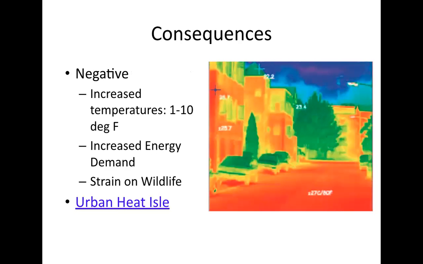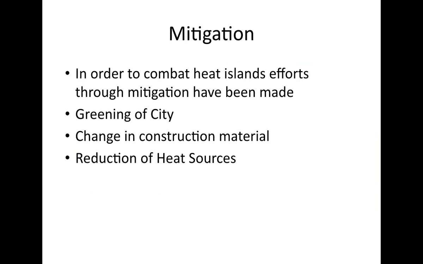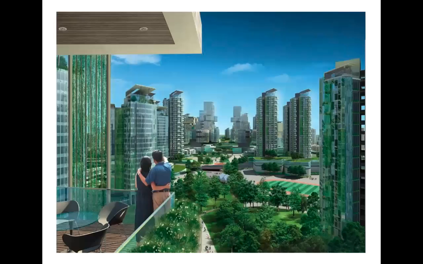Some consequences for this one, negative consequences: increased temperatures and an increased energy demand, because we're talking about being in the city. There can also be a strain on wildlife, because in order to make this happen, we take that away. Next, we're going to talk about mitigation. We've seen this word a lot throughout the semester in some specific assignments. In order to combat heat island effects through mitigation, there have been some things that have been made. So greening of the city, change in construction materials, and reduction of heat sources.